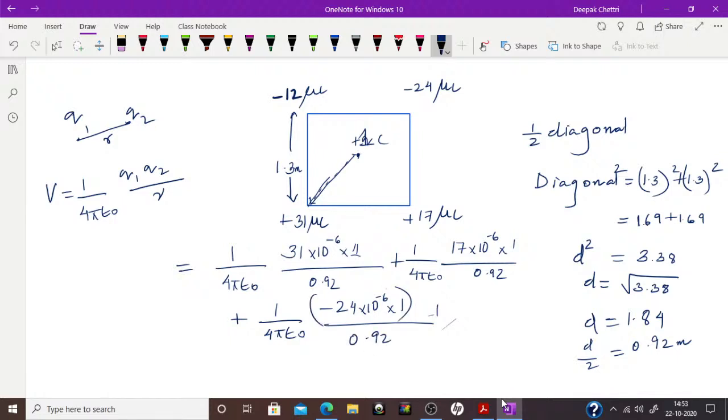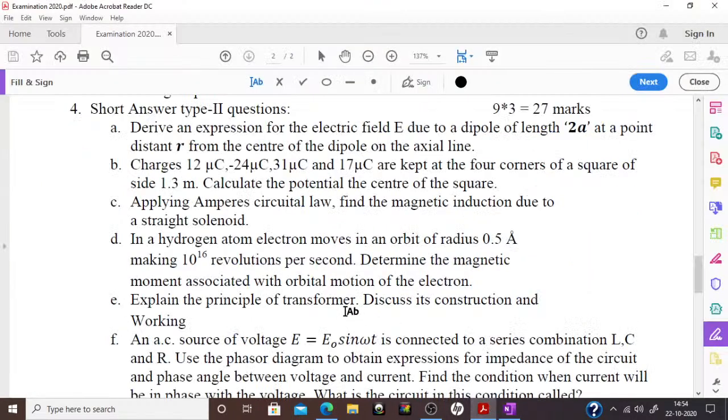Plus fourth one, 1 by 4 pi epsilon naught. What is the fourth charge? Minus 12 into 10 to the power minus 6, and it's 1 divided by 0.92. This part is clear or not? This is the potential at center. Yes, is it clear? Yes or no?